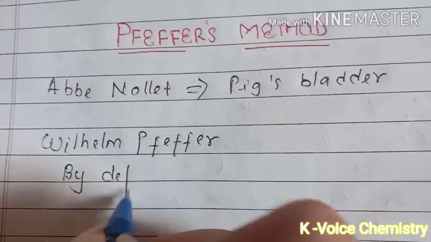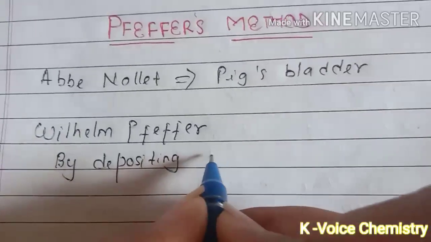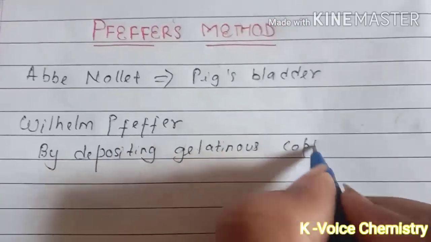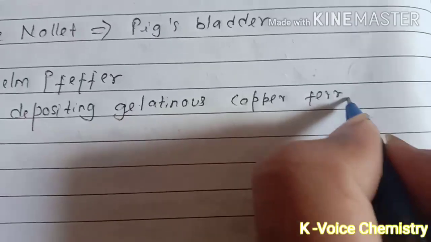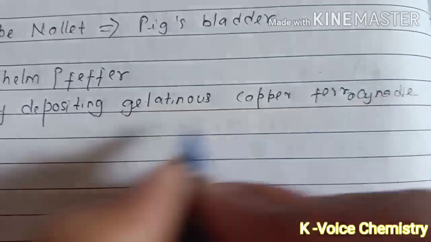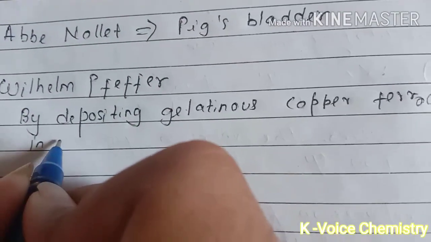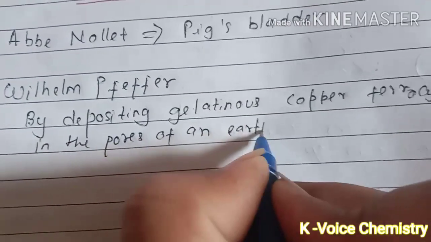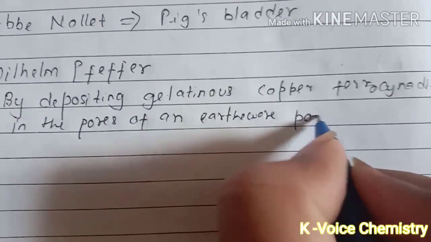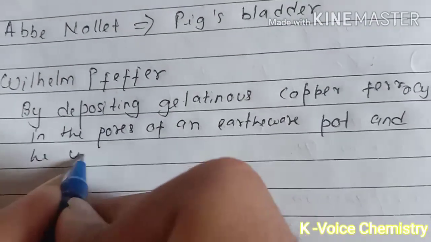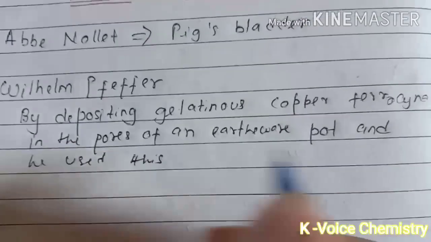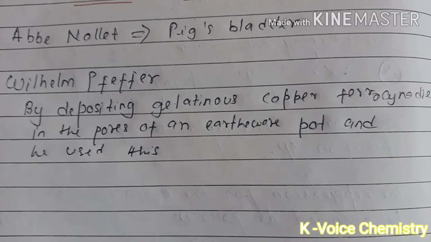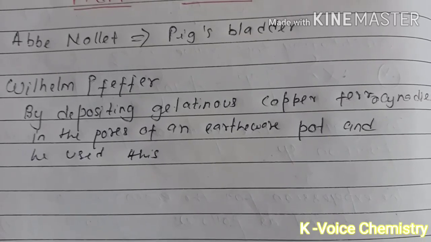He developed a semi-permeable membrane by depositing gelatinous copper ferrocyanide in the pores of an earthenware pot, and he used this to act as a semi-permeable membrane. His semi-permeable membrane was quite a bit more effective as compared to the pig's bladder.